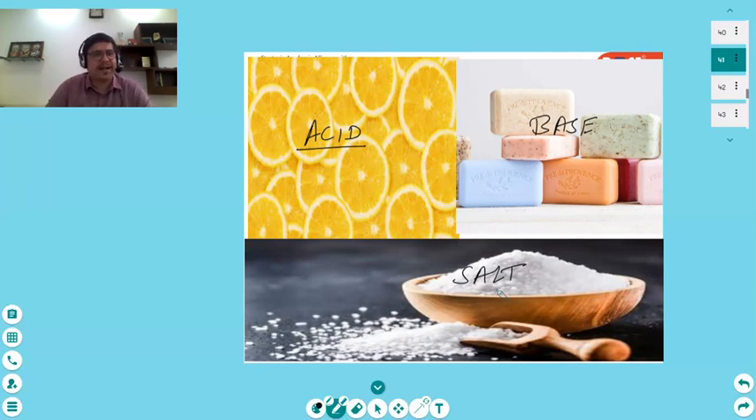Then you have tartaric acid in tamarind. You eat apple and grape, you have malic acid there. And in tomatoes, oxalic acid is there. Fertilizers, most of them are acidic in nature. Bases, your toothpaste is a base, so you use that. Your soaps are there. Salt, the NaCl, which you eat every day.